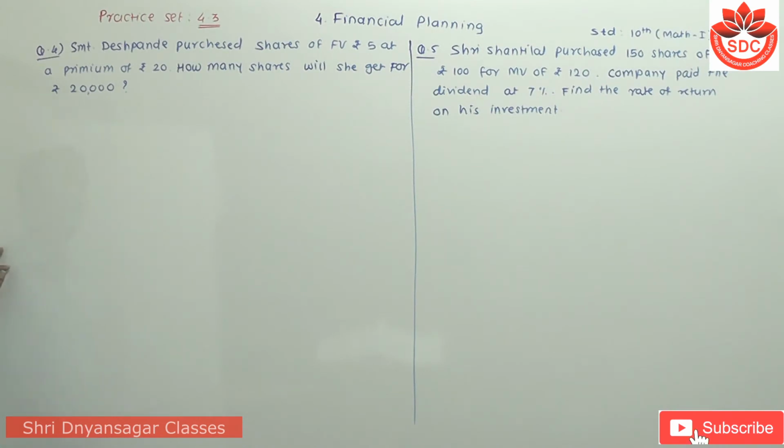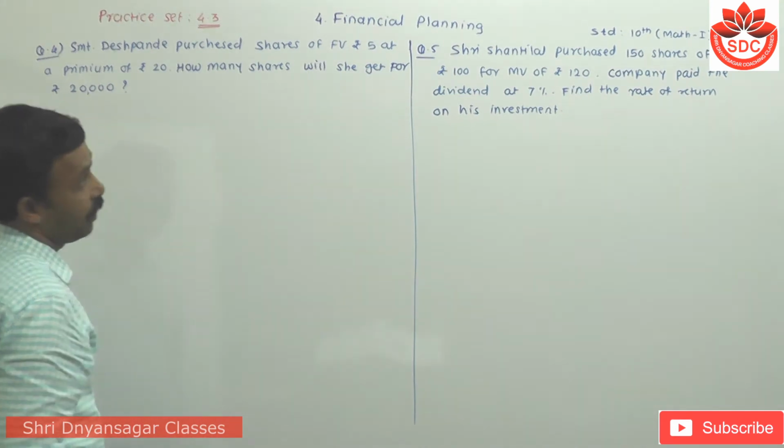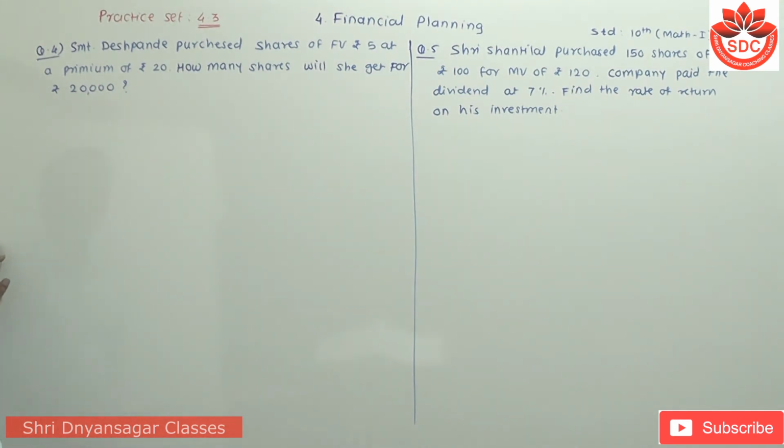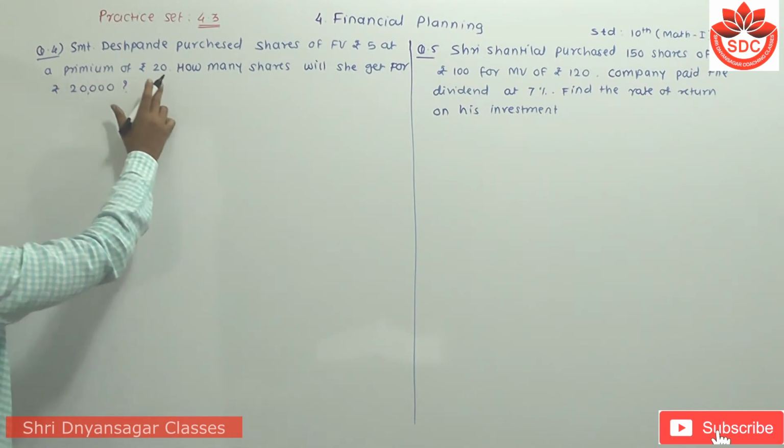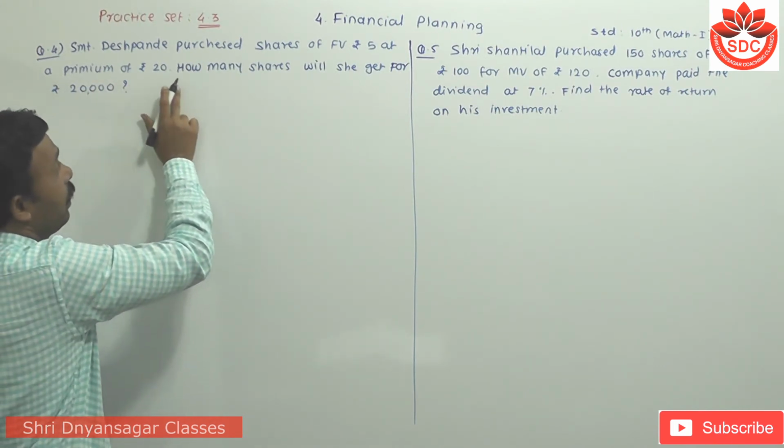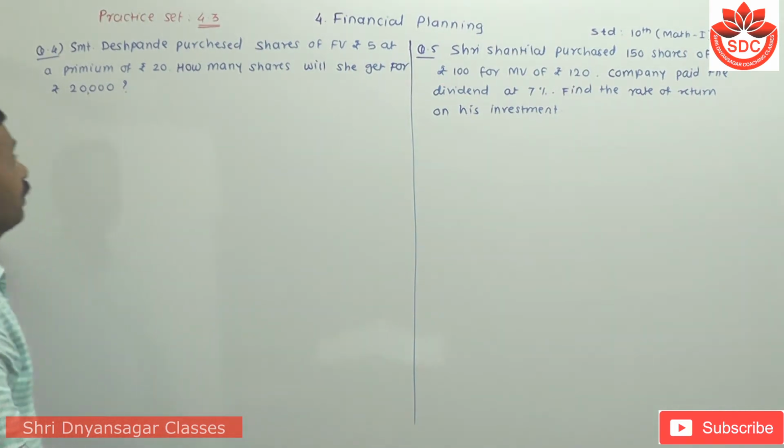Okay, we take the next question, question number 4. Srimati Deshpande purchased shares of face value rupees 5 at a premium, meaning that market value is greater than face value, of rupees 20. How many shares will she get for rupees 20,000? म्हणजे 20,000 मध्ये किती shares मिळतील?